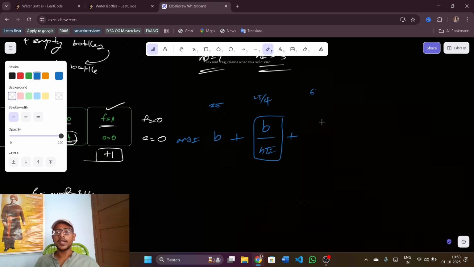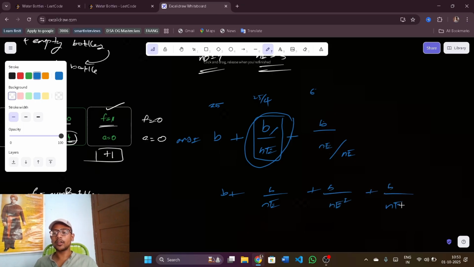So what we will do is nothing but B by NE. This number of water bottles will be emptied, right? From this I will get another number of water bottles, nothing but from these B by NE water bottles I'll just make them empty. So first we got B empty water bottles, I divided by NE, and then I got B by NE. From that I'll divide by NE again, so I'll get a geometric progression of B plus B by NE plus B by NE square plus B by NE cube and so on.